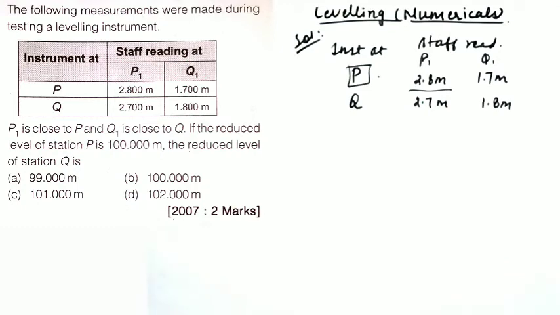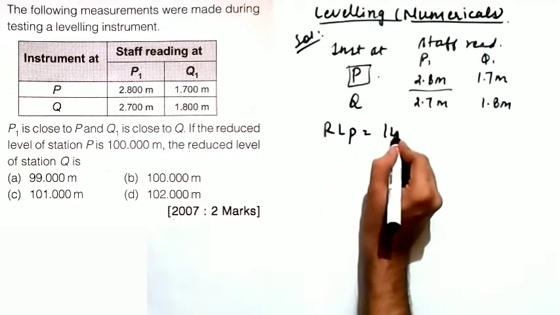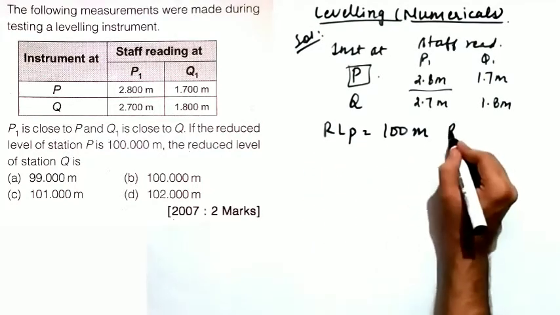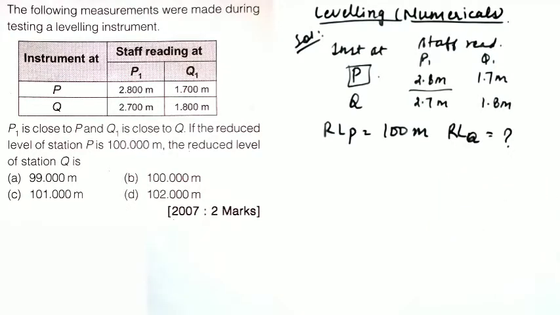Now it is given as the reduced level of station P. RL of P is given as 100 meters. You are asked to calculate the RL of Q. How much is the reduced level of point Q? So first of all, you have to check whether P is above or Q is above. How can you check that?